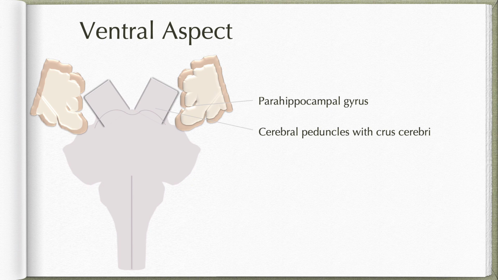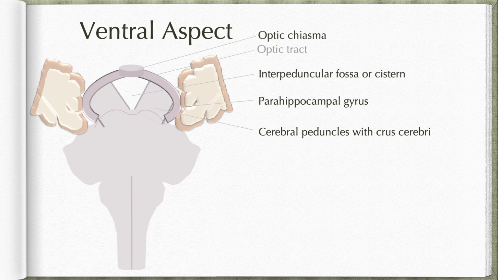cerebral cortex. And medially, the cerebral peduncles form the boundaries for the interpeduncular fossa or cistern. The name interpeduncular is because it is located between the two cerebral peduncles. It's a rhomboid-shaped area bounded anteriorly by the optic chiasma, anterolaterally by the optic tracts, posterolaterally by the medial borders of cerebral peduncles, and posteriorly in the midline by the upper border of pons.